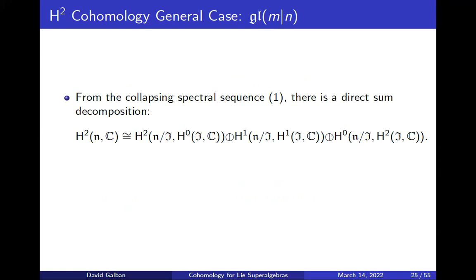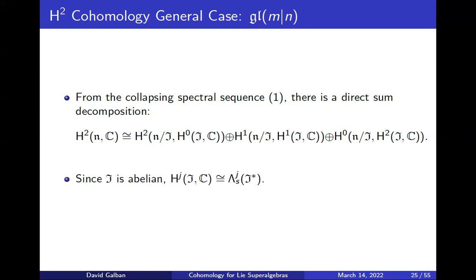Now, what we're going to do in general is that if we look at the collapsing spectral sequence and just want to look at the H2 term, well, it's going to turn out in this case that we can see that H2 of n comma C is just going to be isomorphic to this direct sum of H2 of n mod I comma H0 of I comma C, direct sum H1 of n mod I comma H1 of I comma C, and then direct sum H0 of n mod I comma H2 of I comma C.